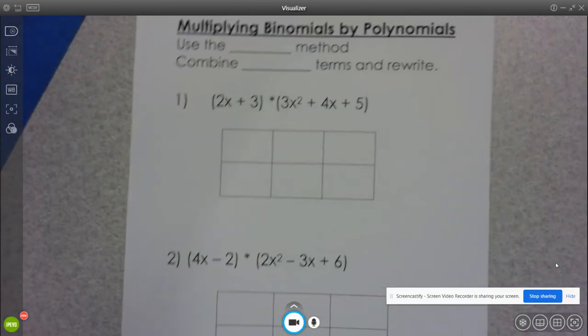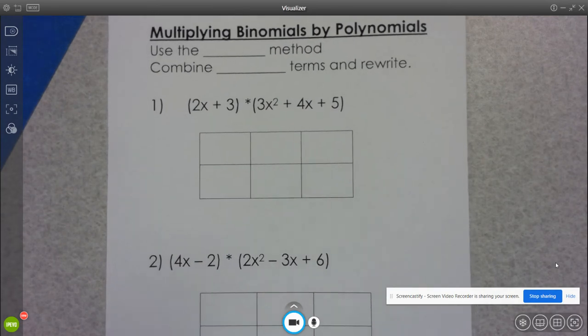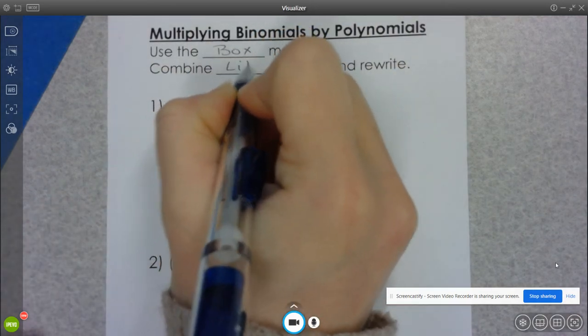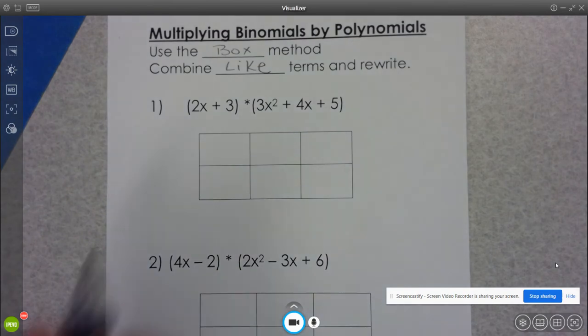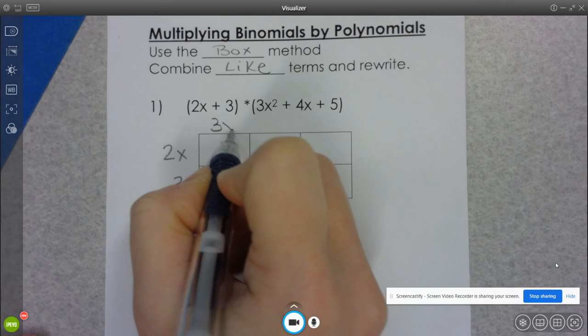Bumping it up to a binomial times a polynomial is no different. We're just making the box bigger, so I'm still going to use the box method, and I'm still going to combine like terms. We're just going to have more going on inside.